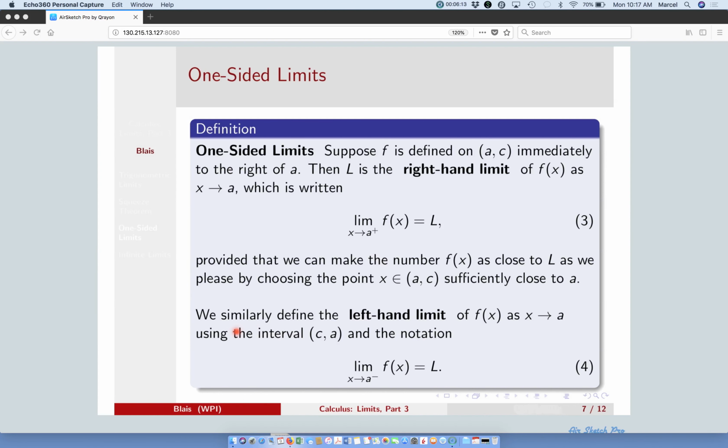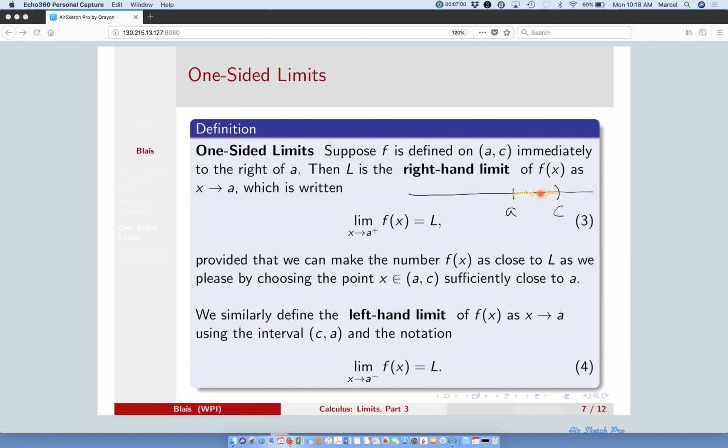And so we give two definitions here, which are very similar to the initial definition that we gave for a general limit. What we're saying here is, suppose f is defined on (a, c). Notice we're dealing with the limit as x approaches a, but we have this plus sign. What we're doing now is, if we're looking at a, we only care about what's going on on the right-hand side of a. And so we're talking about the right-hand limit of f of x as x goes to a. And this plus as a superscript is telling us exactly that.